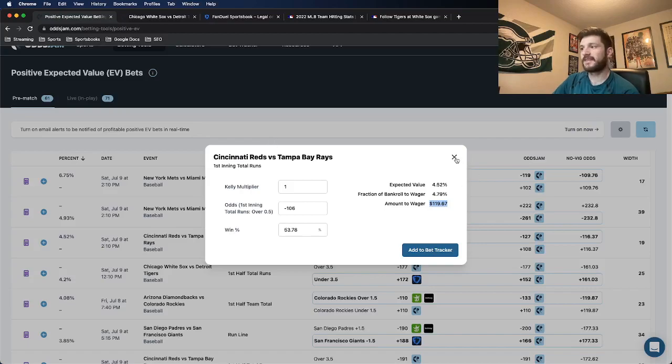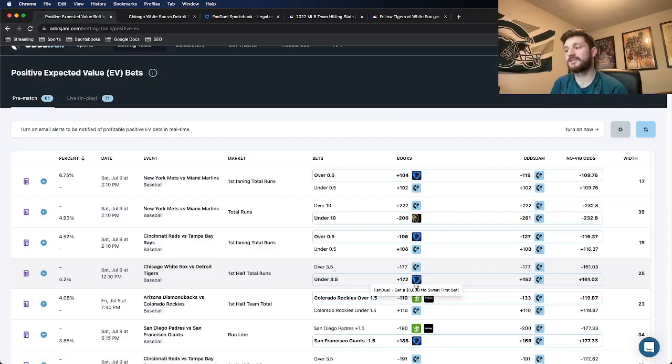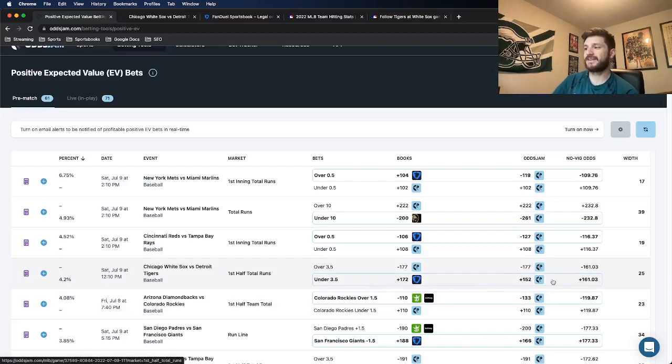Now the next one that I'm looking at here is the under in the White Sox versus Detroit Tigers. So this play is plus 172 on FanDuel. The OddsJam line has it at plus 152, and with the VIG removed, priced at plus 161. So that's the math behind it. That gap between the plus 161 and the plus 172 is what has positive EV. This one has a market width of exactly 25 cents, so this one is well within range there. And the profit margin here is at 4.2%.